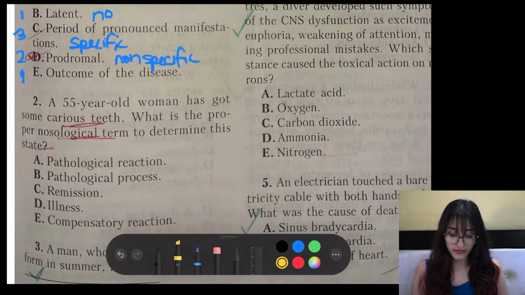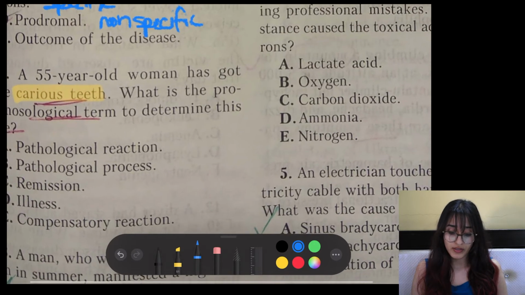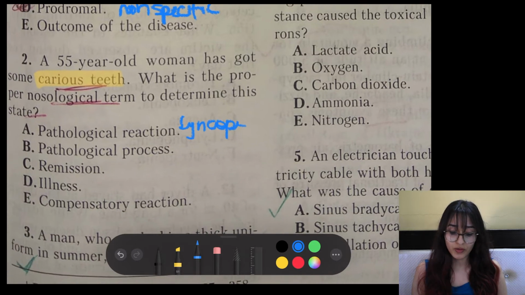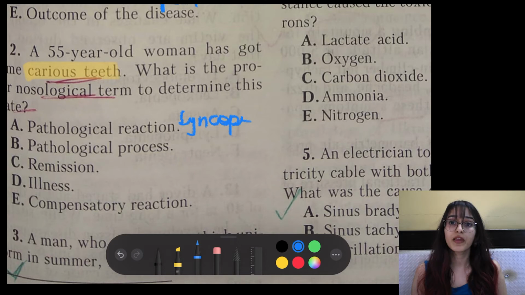Next question. A 55-year-old woman has got some carious teeth, and what is the nosological term? So when we talk about pathological reaction, we talk about a short-term reaction. For example, due to heat stroke, a person went into syncope. So it is very short term, very quick, and that would be called a pathological reaction. But when due to any etiological factor, there is some pathological reaction plus there is a defense reaction occurring in the body, it will take some time.